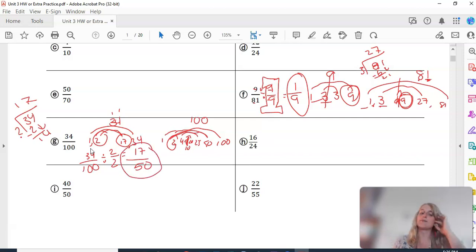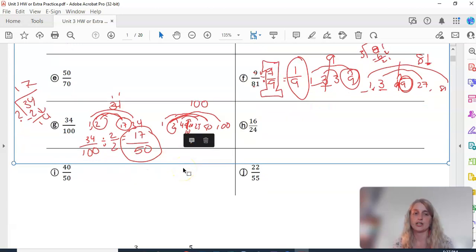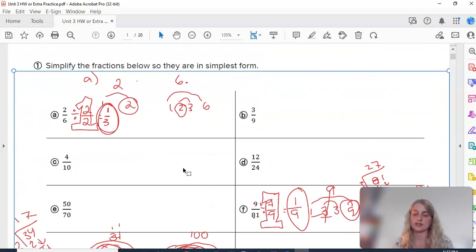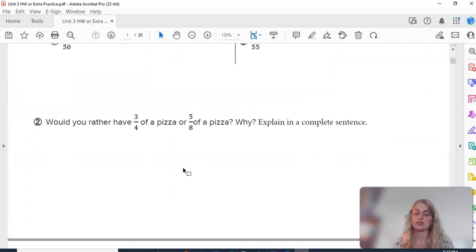Circle it. I'm feeling pretty comfortable that that actually is my answer because I do know that 17 is a prime number. The only way to make 17 is 1 times 17. And the 50 is not going to be in the 17's times tables. Okay. So you have to do all the other ones, probably on scratch paper, and then just write your answer on this page. Let's go down to number 2.